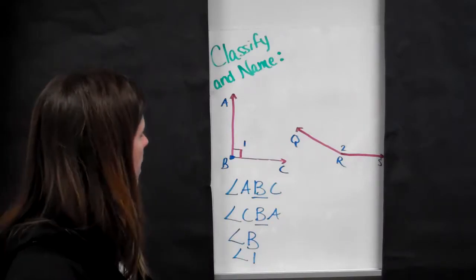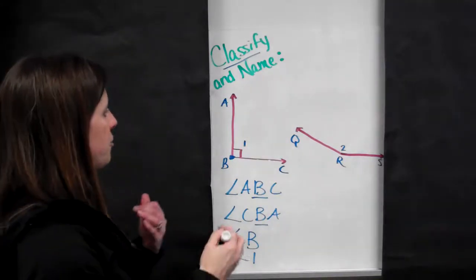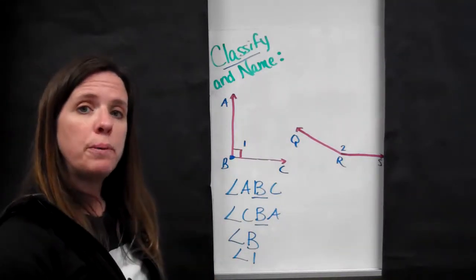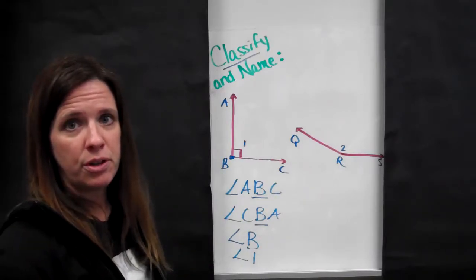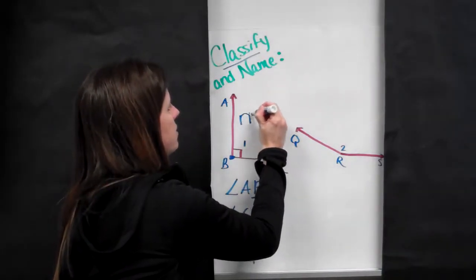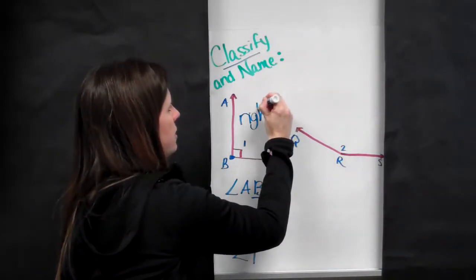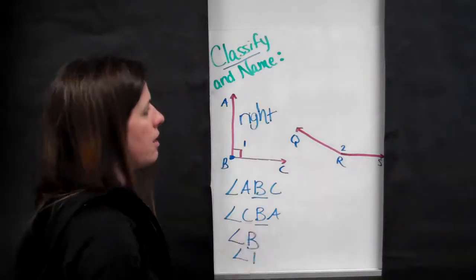Okay? And to classify it, the classifying part comes from our vocabulary from before. Would we call this straight, right, obtuse, or acute? The little box means it's a 90-degree angle, so we would call this a right angle. So this is classifying, and this is naming. 4 different names, 1 word to classify.